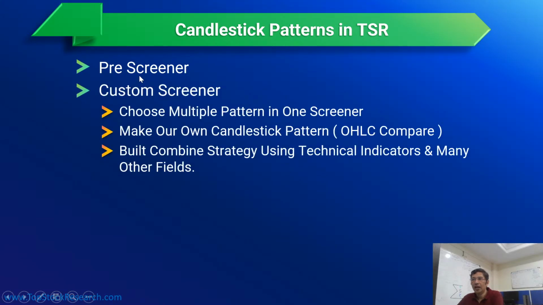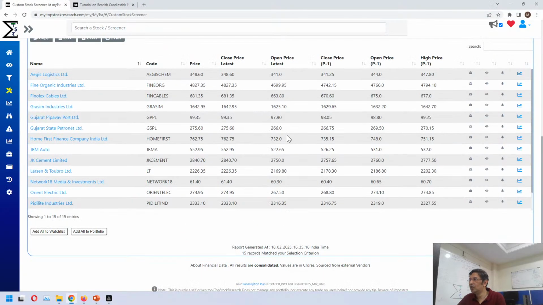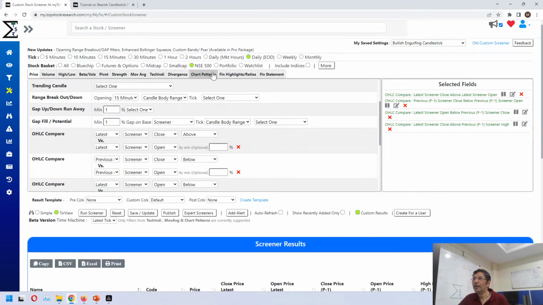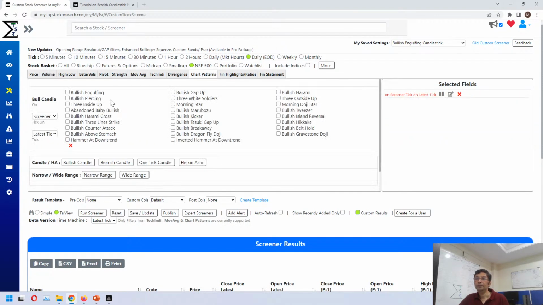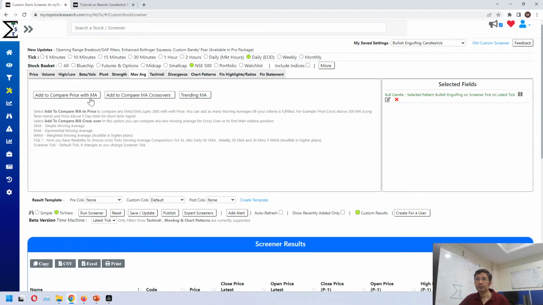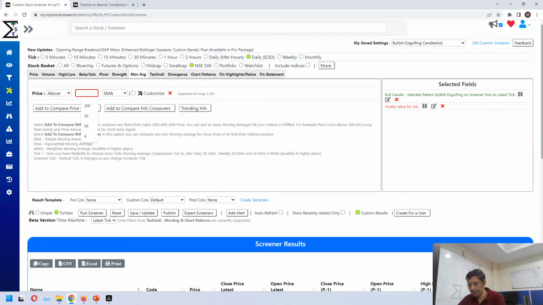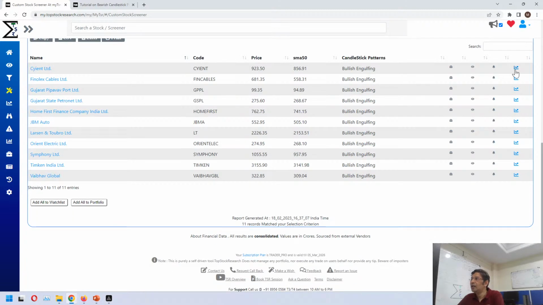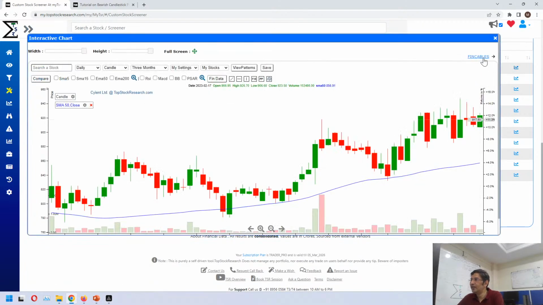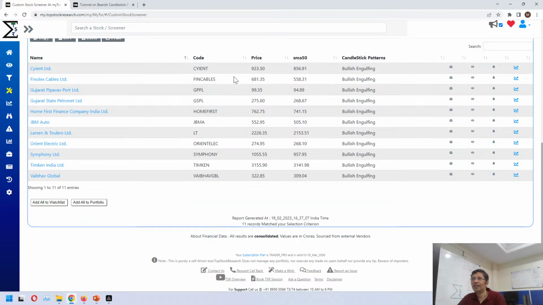Okay, so pre-screener, this thing is there, multiple patterns we have seen. You can create your own patterns. Along with engulfing, if you want to see any other thing, so what we have done is, let's reset this and go to engulfing. Along with engulfing, if you want to see that the price is above a certain moving average, for example 50, it gives you a combination of both. Number one, engulfing, and the price is definitely above that moving average, right? So you can mix and match.